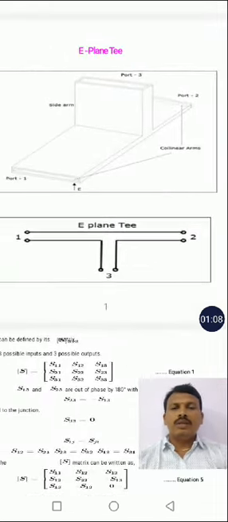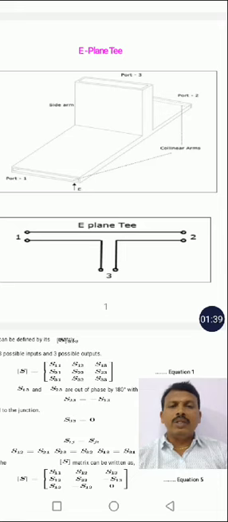In this construction, port 1 and port 2 are named collinear arms, and port 3 is named the side arm or difference arm. The main ports are port 1 and port 2. If you give input at port 1, the output will be taken from port 2 and port 3. Similarly, if port 2 acts as the input port, you will get the output from port 3 and port 1. So the scattering parameter S23 is equal to S13.